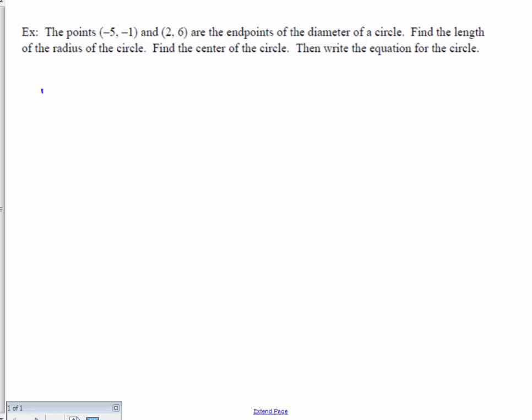First thing you should do here is to draw a picture. Draw your circle, and then they tell us that these 2 points are the endpoints of the diameter. The diameter is the largest distance across the circle. These two ordered pairs we can label (-5, -1) and (2, 6). It asks us to find the radius of the circle. We know the radius is exactly half the diameter.